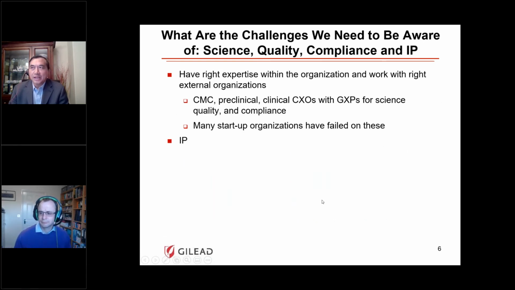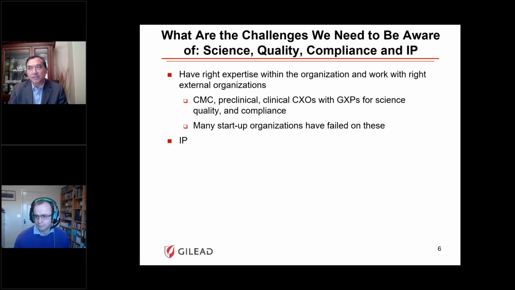And a few challenges I want to mention here, since we're talking about startups. You need to have the right expertise within the organization first, and also work with the right external organizations, or you can say partners. The partners have to have very good knowledge about what you are looking for, and a very good track record on quality, compliance, and so on. That partner has to be really thinking the same things, keep the same goal in mind as your organization, even though they're in the service industry side. We can talk about it more during the question and answer section if needed.